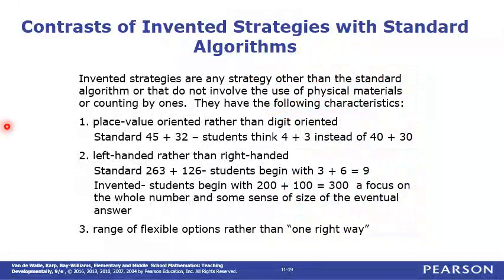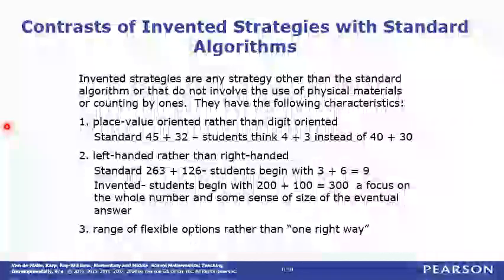Now, this next phase is the invented strategies. An invented strategy is any strategy that does not involve a standard algorithm or the use of physical materials or counting by ones. And so at times, invented strategies become mental methods. I like to think of them as just ways to do mental math. So for instance, a student may be able to do 75 plus 19 because 75 plus 20 is 95, and then just take one less to get to 94.